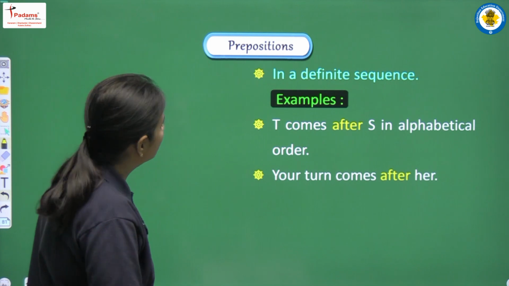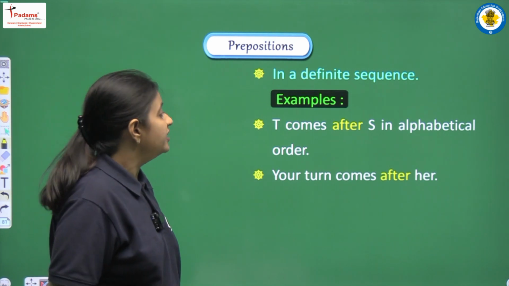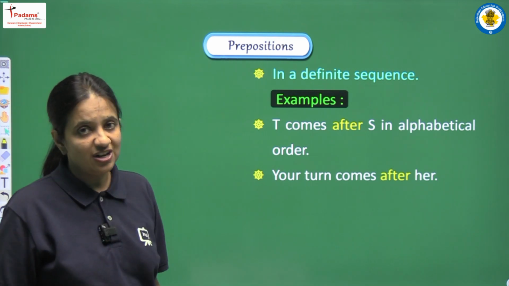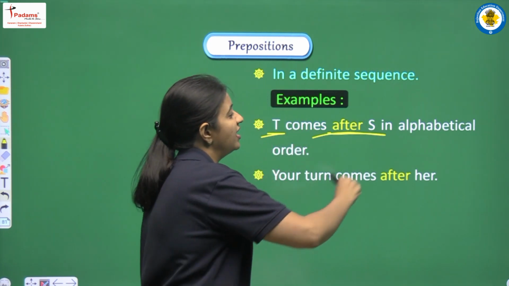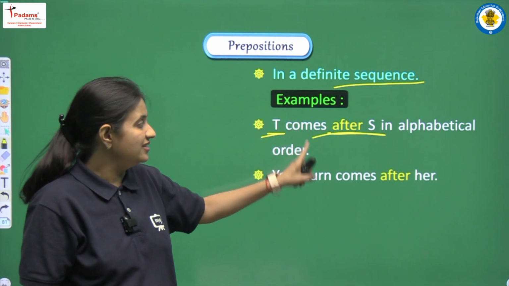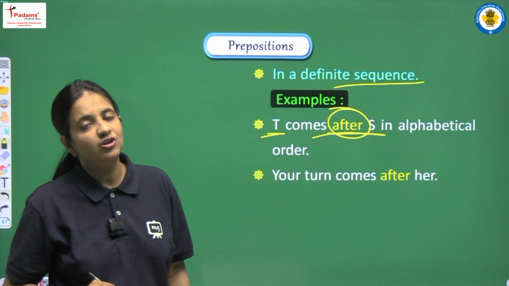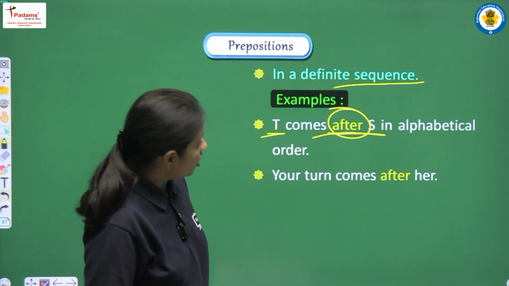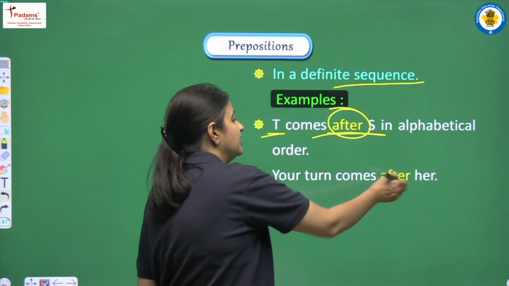Clear? Next use, it is used in a definite sequence. Let's see the examples. T comes after S in alphabetical order. So yes, we all know the English alphabet, and we know that the letter T comes after S. So we are trying to show the sequence, the order of something, and in this sentence we can use "after". Why? Because we are trying to show the order of something. Next is, your turn comes after her. Again we are showing the order, and we have "after" in the sentence.